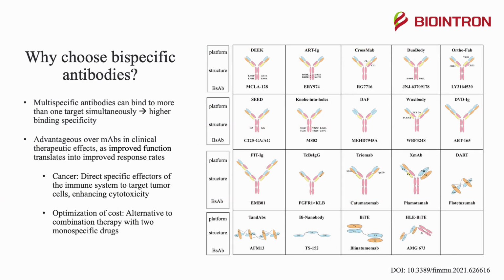Why choose bispecific antibodies? Multispecific antibodies can bind to more than one target simultaneously, thus resulting in higher binding specificity. They are advantageous over monoclonal antibodies in clinical therapeutic effects, as improved function translates into improved response rates. This is especially relevant for cancer, as direct specific effectors of the immune system can target tumor cells, enhancing cytotoxicity. In addition, you can optimize costs by this being an alternative to combination therapy with two monospecific drugs.